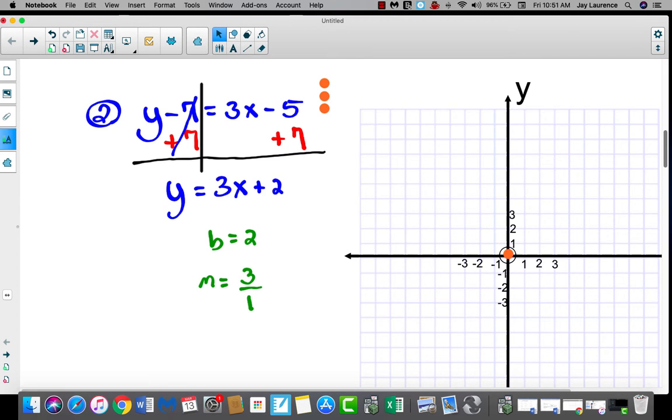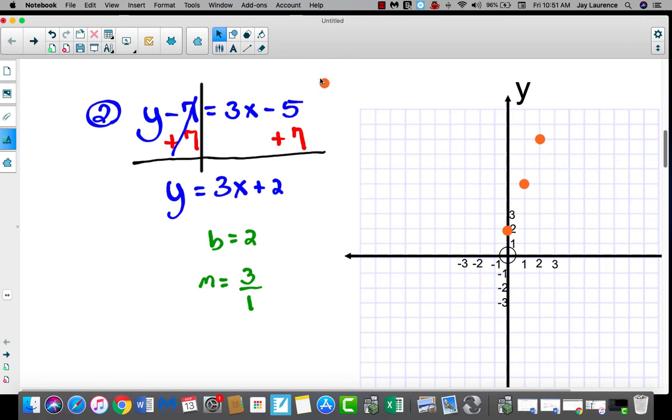So my y-intercept is here at 2 on the y-axis. And then my slope is rise 1, 2, 3, run 1. Rise 1, 2, 3, run 1.